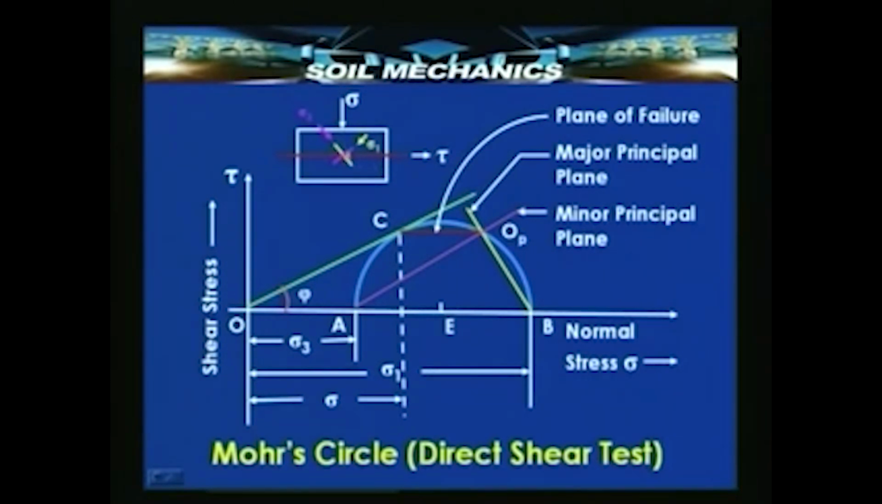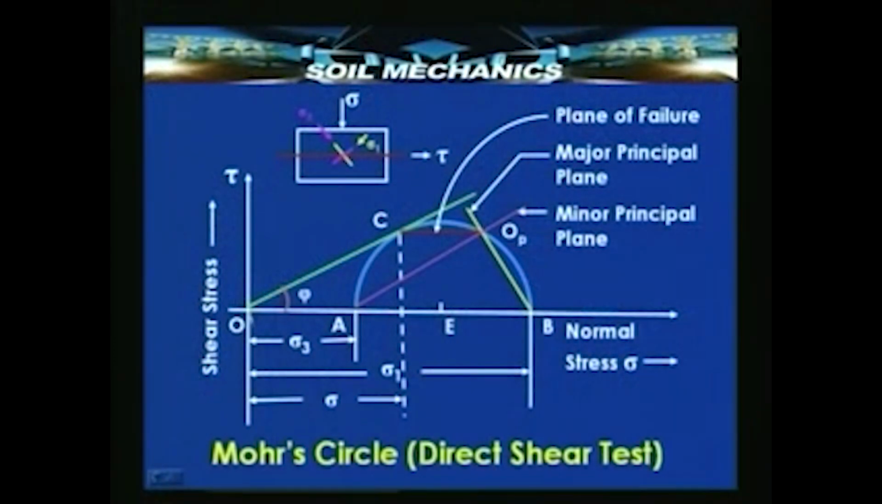So, this point C has coordinates sigma and tau, and that should correspond to the normal stress and shear stress on this failure plane, because that is the point at which the Mohr envelope touches the circle. Therefore, the Mohr envelope should pass through that, and should be tangential to the Mohr circle. So, now we can draw a Mohr circle which will be tangential to this envelope at this point. Now, this being a drained test, direct shear tests are usually drained tests, cohesion is not mobilized, and therefore, this intercept on the y axis, C, due to cohesion is 0.